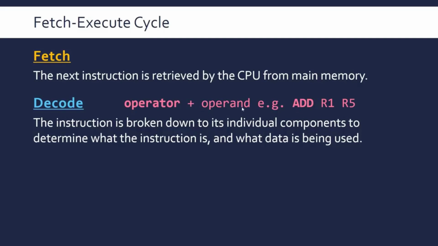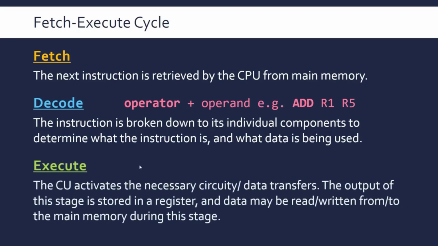And operand is another word for data. So we have two operands here. These are two registers. This instruction in assembly code is saying we want to add the contents of R5, register 5, to the contents of register 1. So in this stage, it works out what the instruction is. Depending on what the operator is, it's relevant for the execute stage, where the data is actually executed.